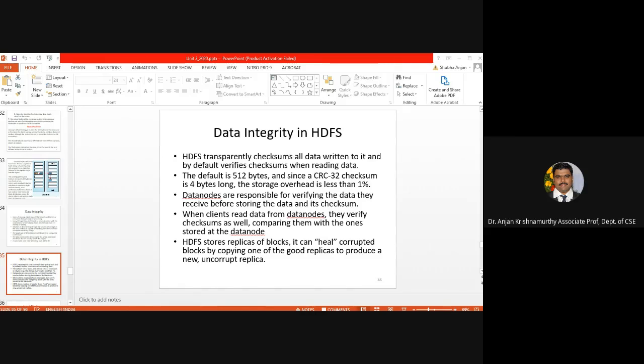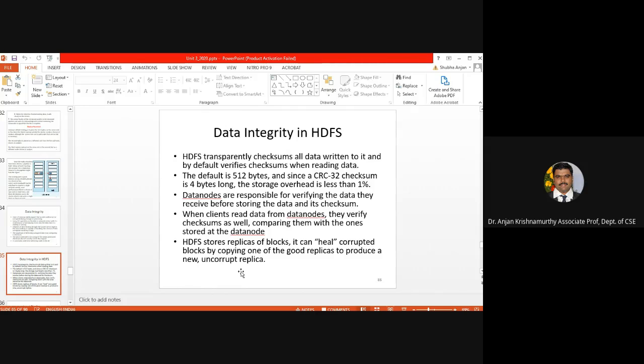So you have checksums that are written along with the data. The default size of this checksum chunk is 512 bytes, right? Since we are using the CRC 32 checksum, the checksum itself will be 4 bytes long, right? 1 byte is 8 bits, so 32 bits is represented in 4 bytes, right? The storage overhead required for storing these checksums is less than 1% of the total storage required, right?